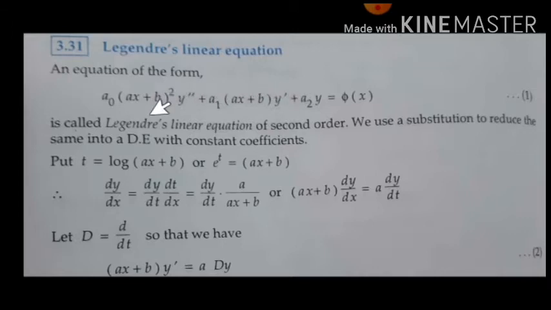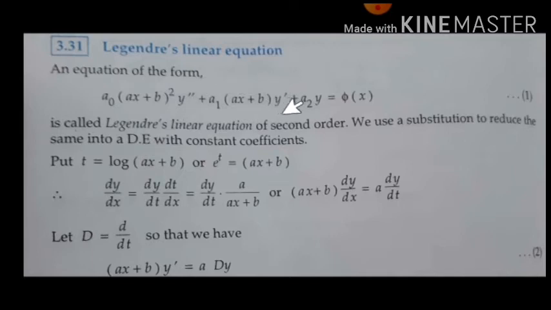What is that substitution? If you come across such a type of differential equation, substitute log of ax plus b as t. That is a standard substitution. Or you can also write ax plus b as nothing but, if you bring log to the left side, e to the power of t. In any form you can express it. So how will it get converted? We have here y double dash, y dash.